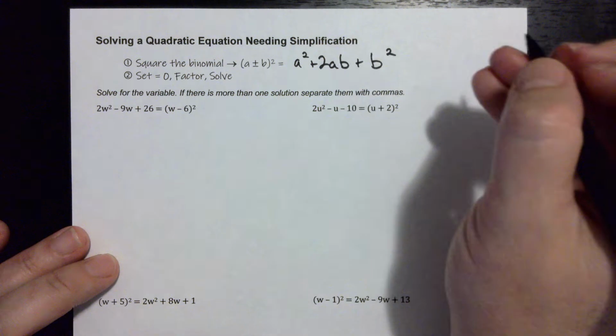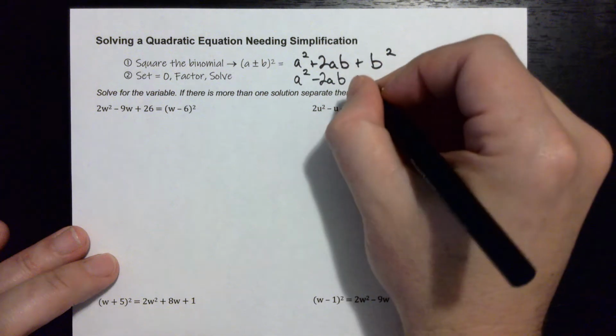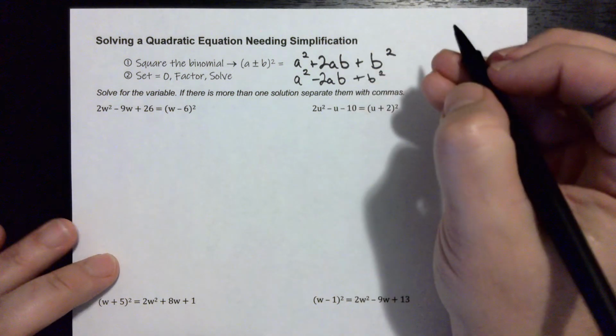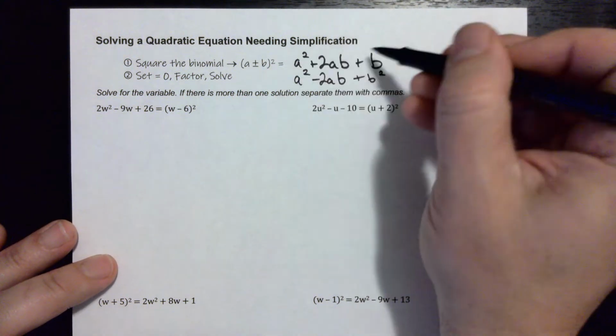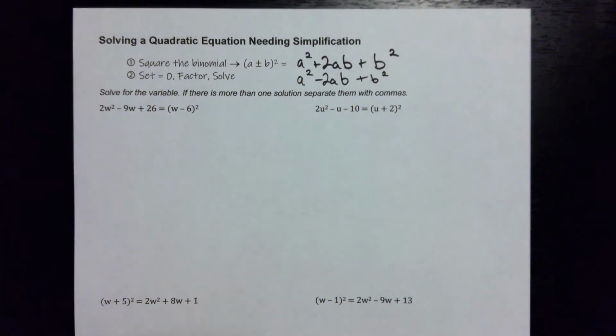And if it's got a minus, it would be a squared minus 2ab plus b squared. Okay, so it'd be one of those. The plus version has all pluses. The minus version has a minus in the middle. Okay, so let's take a look at this problem.